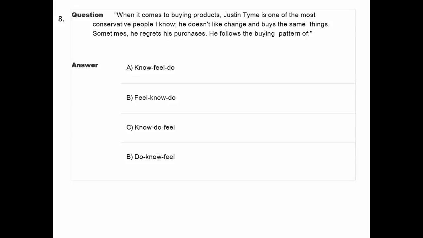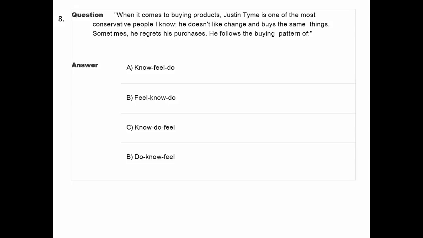But this has to do with people who are basically driven by emotion. And so this fits the inertial pattern, that you know what you want to buy, you act on it, and then it even says in the problem, sometimes he regrets his purchases.